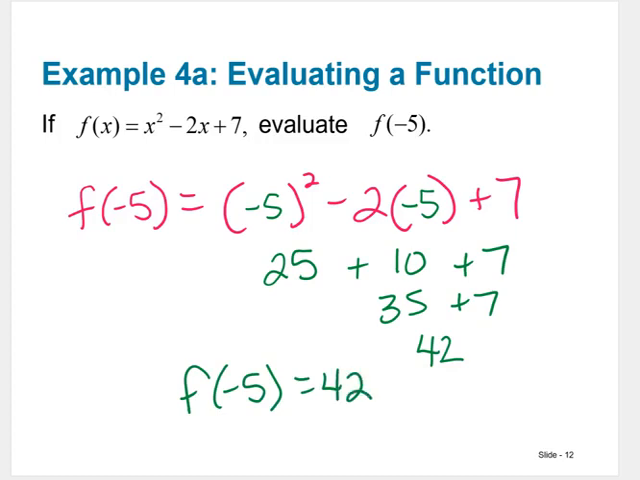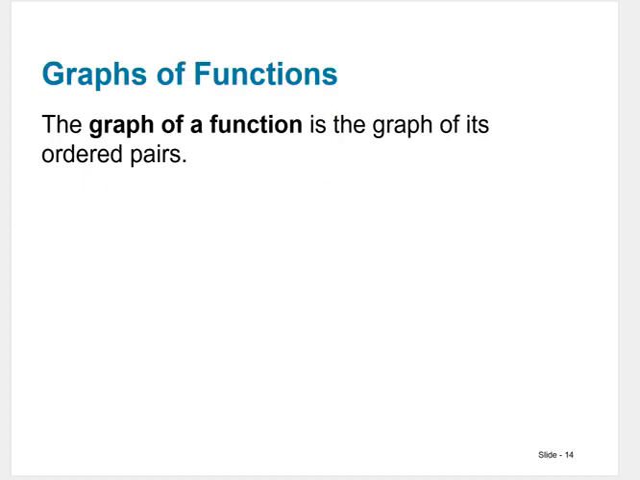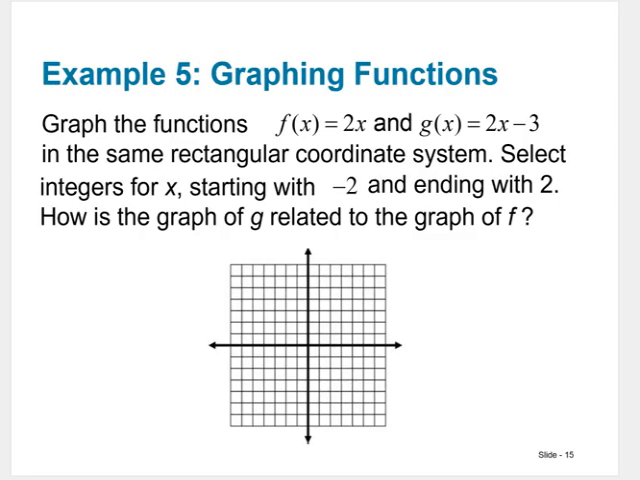It also tells us, just as a hint for later, that this would be the corresponding point, (-5, 42), if you were to put that on a graph. So evaluating those functions is an easy way for us to find points for graphs, which is what we're going to talk about next. The graph of a function is just all the ordered pairs graphed. They may connect the dots, they might not, it just depends.